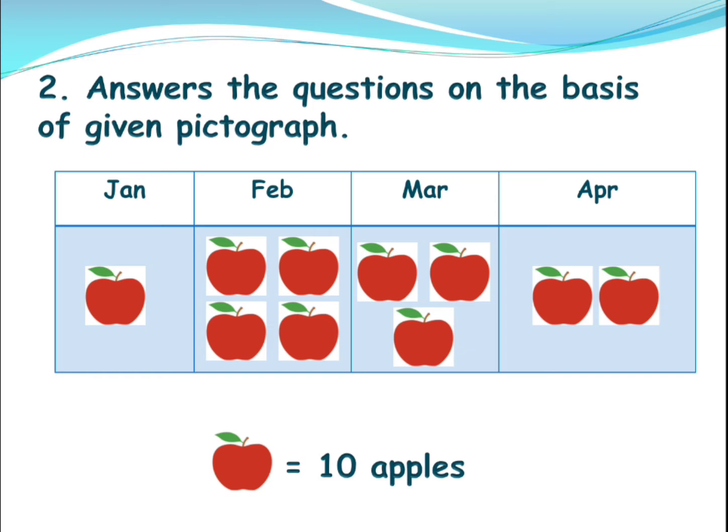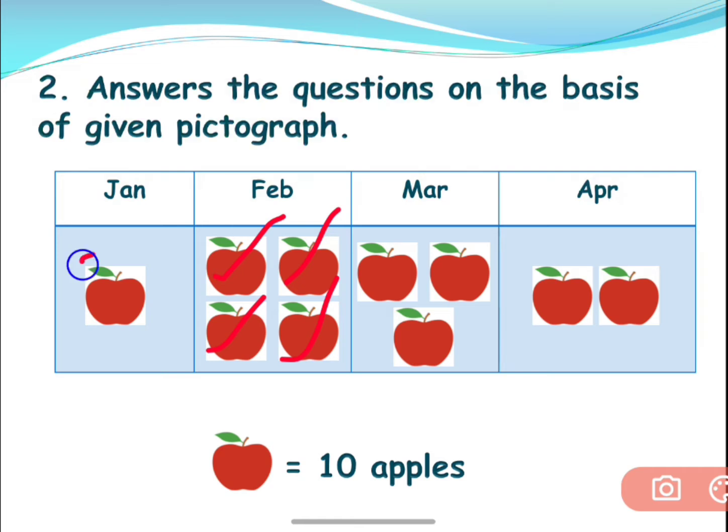Okay, one apple is equal to 10 apples. That means in the month of January there is only one apple, which means 10 apples. So in February this is 10, 10, 10, 10. That is 40. 40 apples in February, 30 apples in March, and 20 apples in April. Isn't it, children? So this is your scaled pictograph.